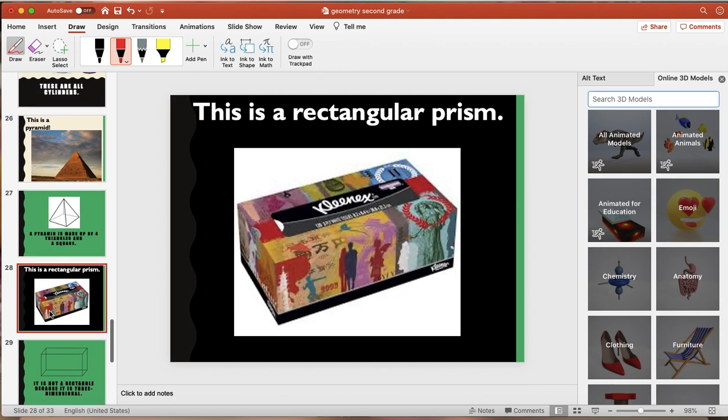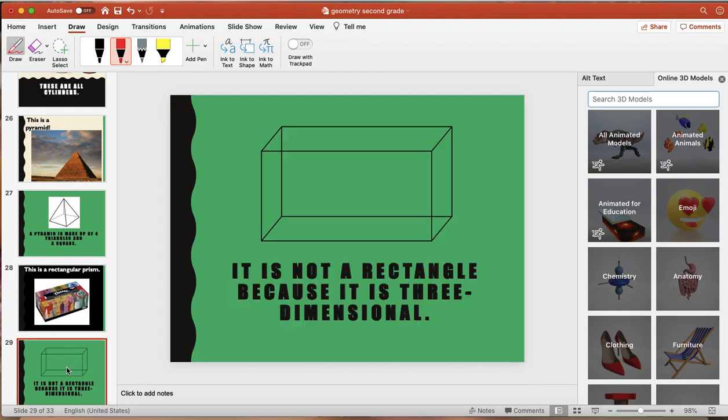Okay, so now this is considered to be a rectangular prism. So it looks like a rectangle, but it's not. A Kleenex box is an example of a rectangular prism. It's a box, it's filled with Kleenex, it just pops out at us. It's a three-dimensional shape. So just like I just said, it's not known to be just a rectangle because a rectangle is a flat, two-dimensional shape, but a rectangular prism is a three-dimensional shape because it pops out at us.